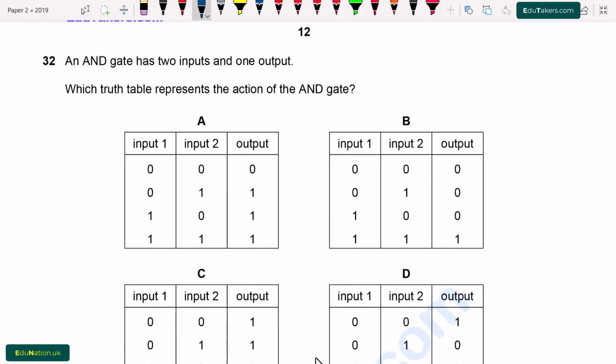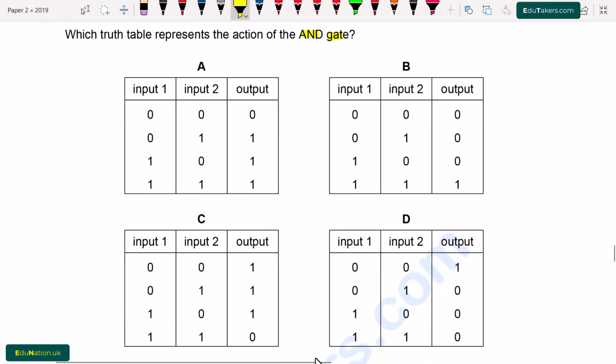Question number 32. A NAND gate has two inputs and one output. Which truth table represents the action of the AND gate? There are truth tables shown. In the AND gate, when both of the inputs are high, the output will be high. Otherwise, the output is low.